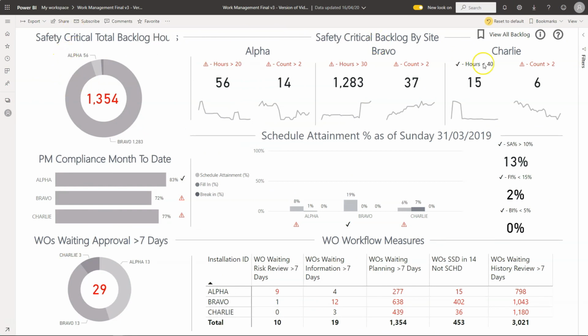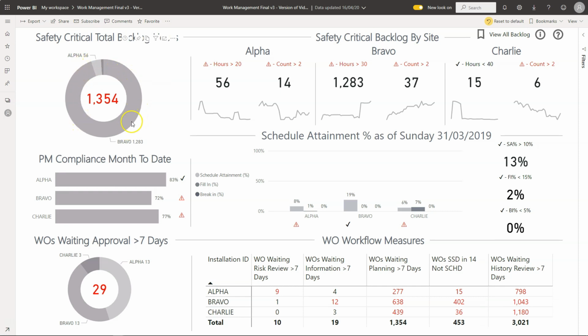Okay, so we're now in the dashboard in Power BI. Let me talk you through what I've done here. We talked about the safety critical backlog. At the top here, we've got the total number of hours for all 3 of our sites, Alpha, Bravo and Charlie, in this example. And I've used this donut chart to frame this, and I think it works quite well. It only really works when you've got probably 2, 3, max 4 different categories, and I certainly would not advocate using a pie chart for anything other than maybe a couple of categories max. But this donut chart works pretty well.